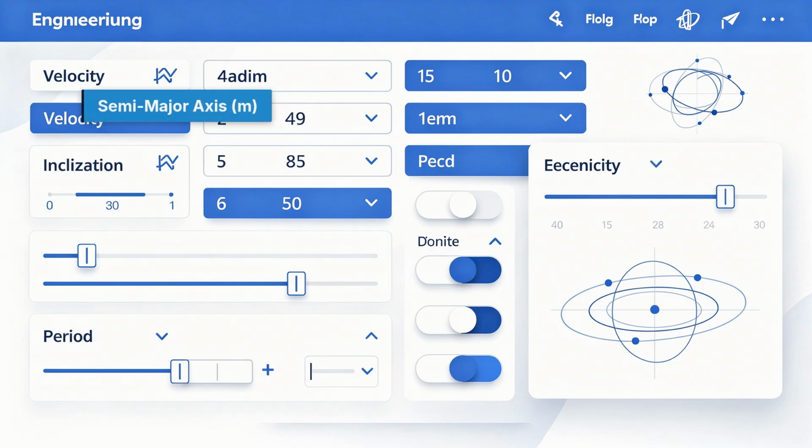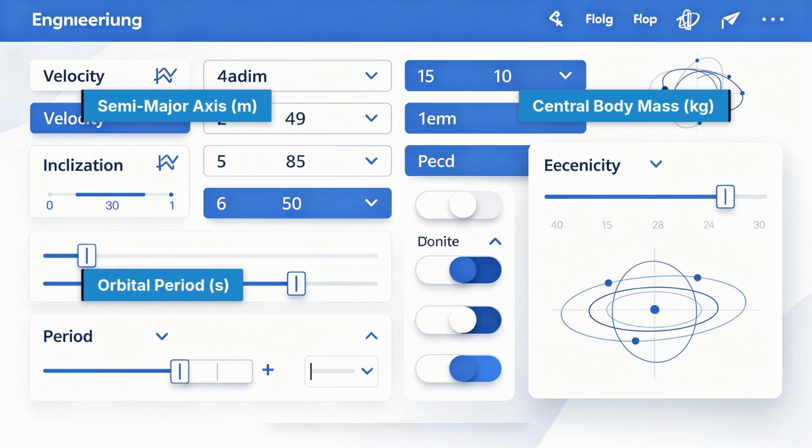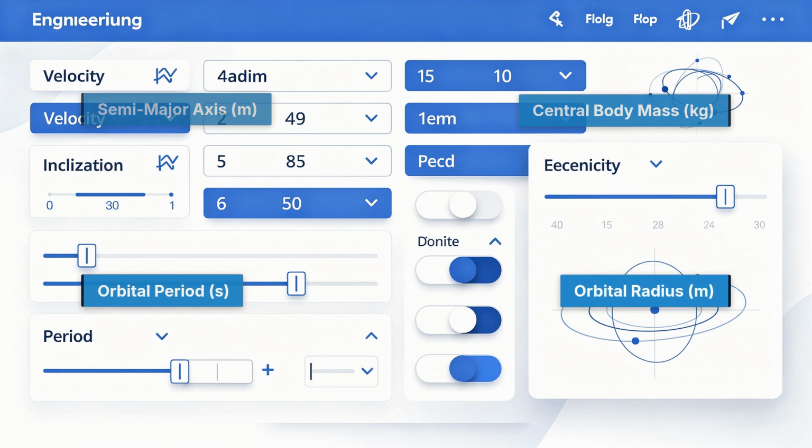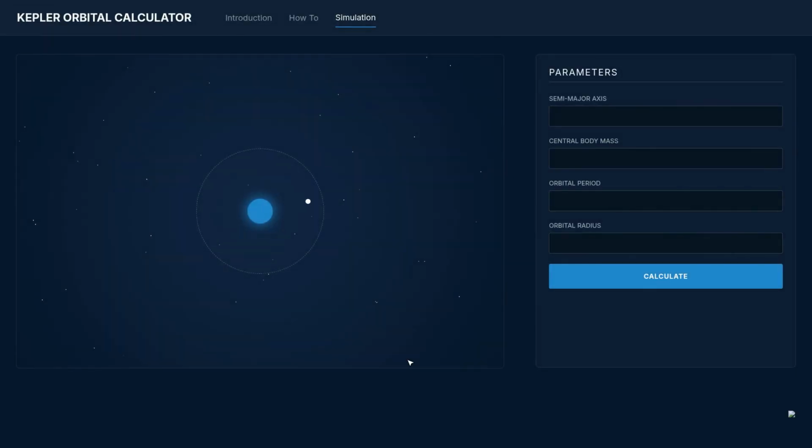There are 4 input fields: semi-major axis in meters, central body mass in kilograms, orbital period in seconds, and orbital radius in meters. Let's work through an example using test values of 10 for each field. After clicking Calculate, the results show an orbital period of 7.6909e+6 seconds, which equals 89.02 days.